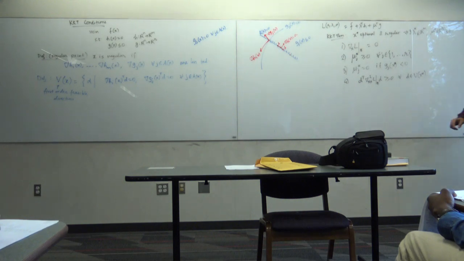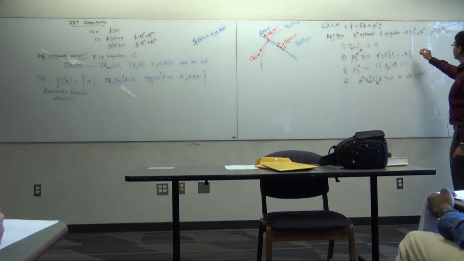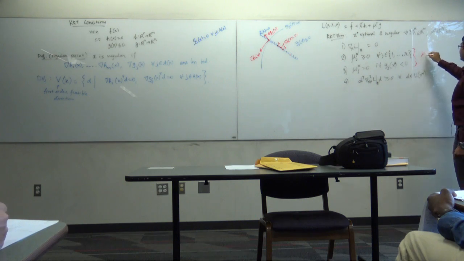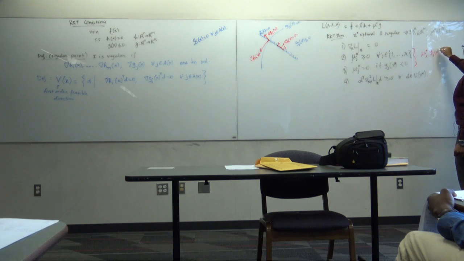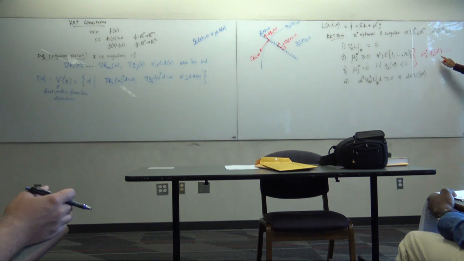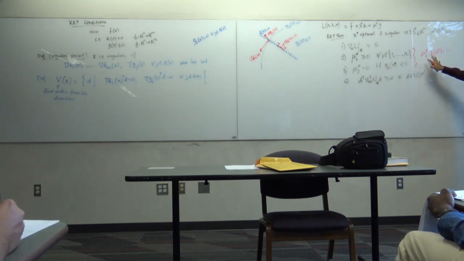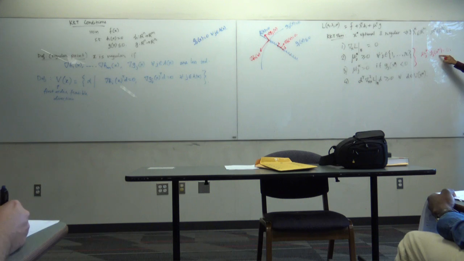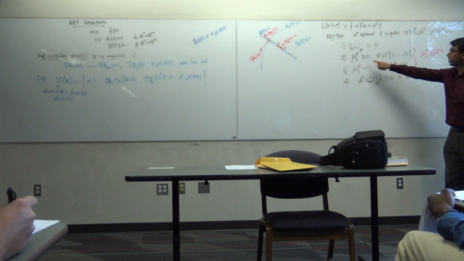One small comment here is that in many cases, these two conditions are combined by saying that mu j star times gj of x star is equal to 0. What does it imply? Either both of them are 0 or one of them is equal to 0. So if the constraint is active, so gj of x star is equal to 0, mu j star could be 0 or positive. If gj of x star is strictly less than 0, then mu j star must be equal to 0. And of course mu j star has to be non-negative.